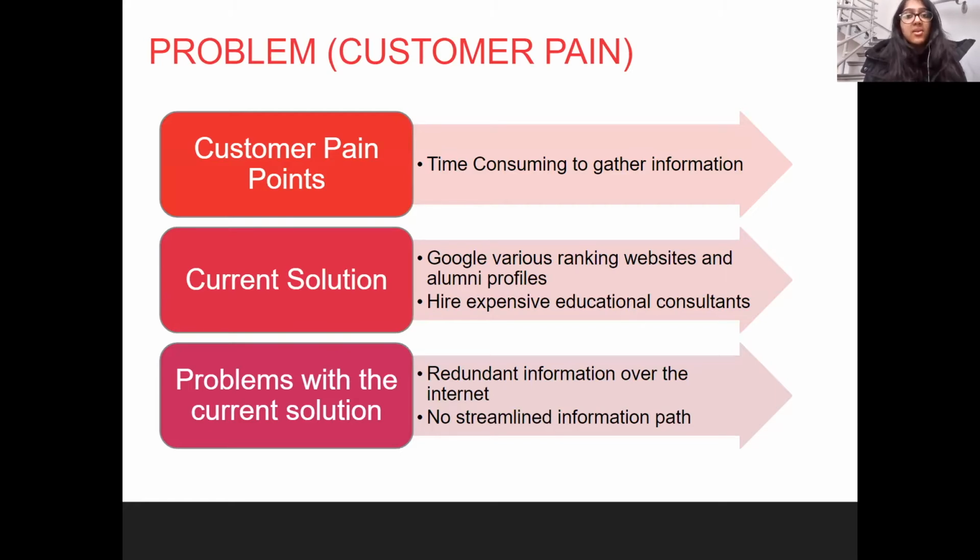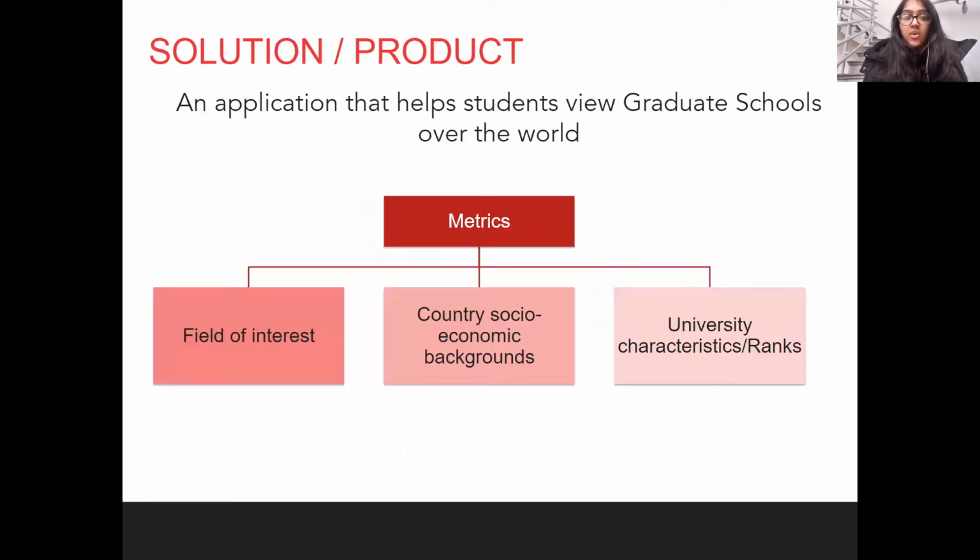And currently, the only solution we have is to either parse through these large number of websites or hire an education consultant. But that can be a very expensive process. So, what we decided to do is create a product that focuses on metrics such as the field of interest, that is, what choice of degree do you want to get into, then what every country's socio-economic background is, so that you can decide which country is the right fit for you. And finally, we consider the university characteristics or ranks in order to decide which university is better than the other.